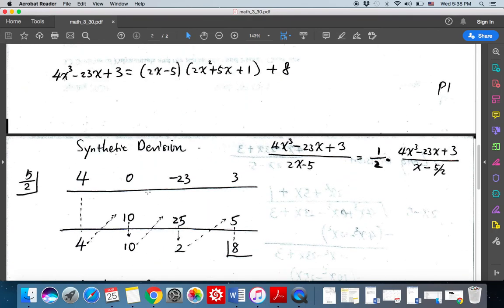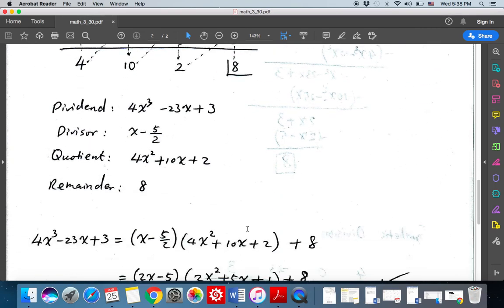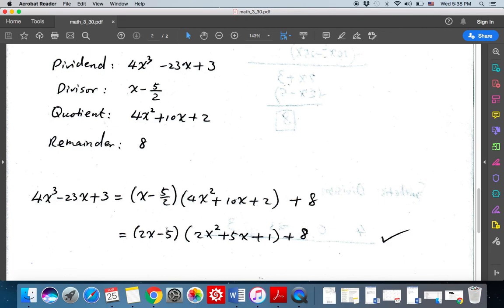As I said, synthetic division is a shorthand form for long division, and it only works when the divisor is in linear form with linear coefficient being exactly 1. And the result is going to be consistent with long division.